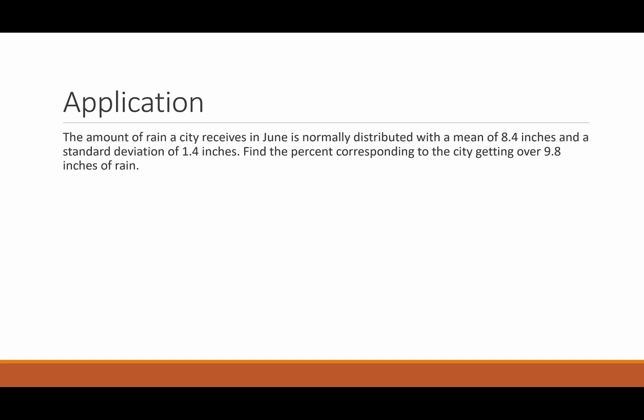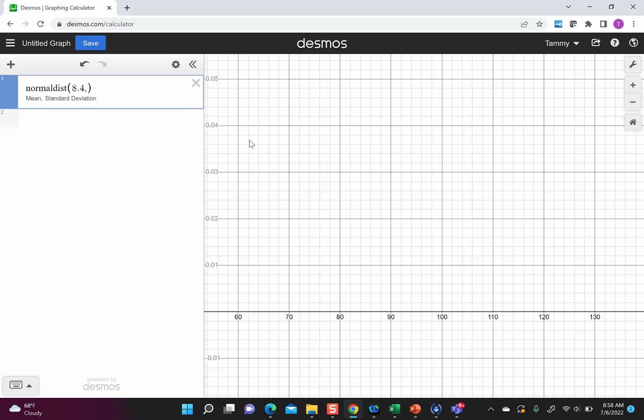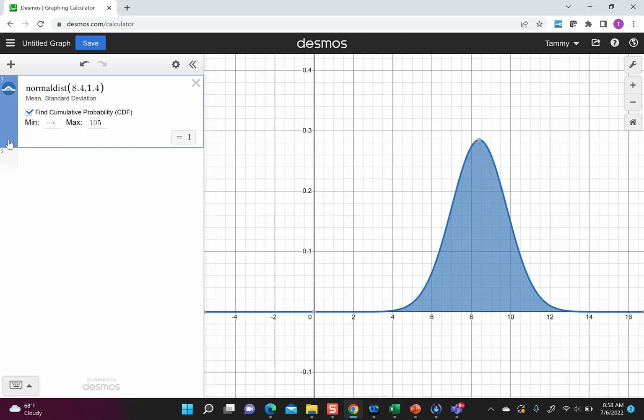9.8. So this time, because it's only asking for a percent, I'm not going to do the conversion to Z, I'm just going to go straight to Desmos and look at the percent from the graph. So I'm still in normal distribution, but I want to tell it my mean this time, 8.4, standard deviation 1.4. I already have it checked to find cumulative, but I do want to hit the zoom fit so I can see this. So now here's my mean, 8.4.